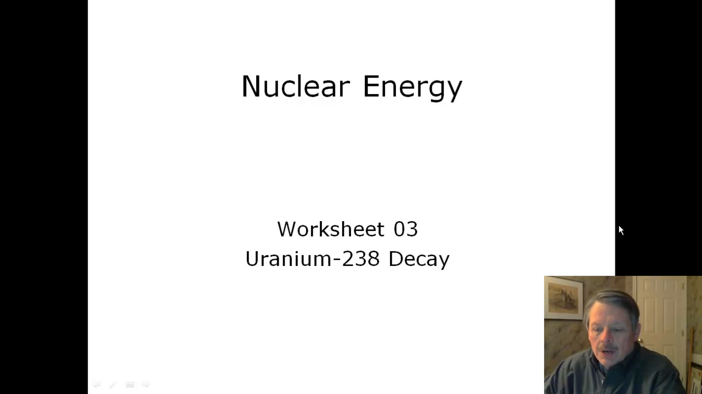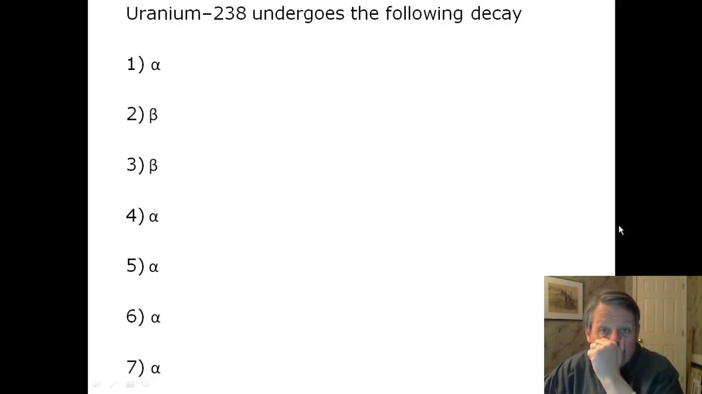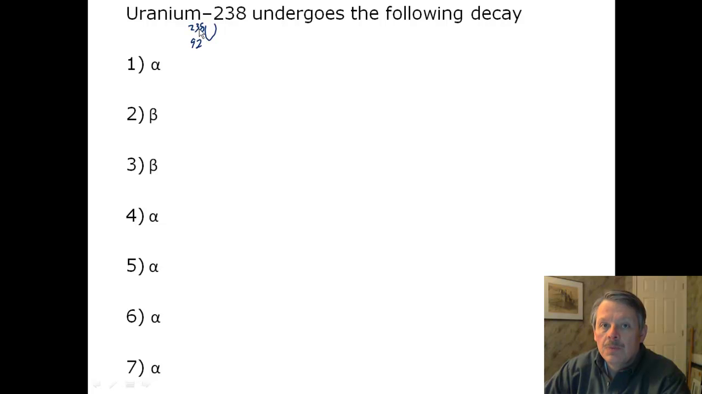Hey folks, today we're going to do the Uranium-238 decay worksheet. It's really long. I believe it's labeled 3A. What we want to do is start with U-238, and this is number 92. We're going to trace it through all of these levels of decay.